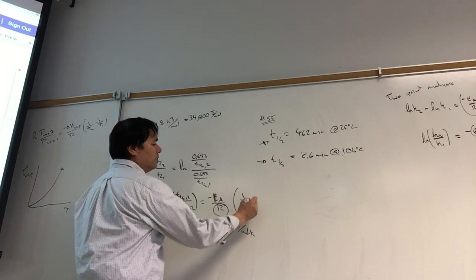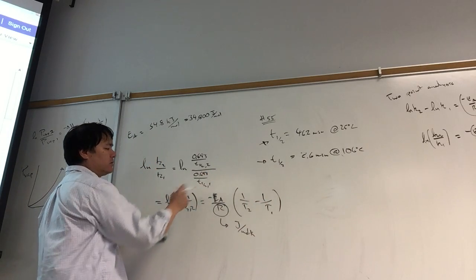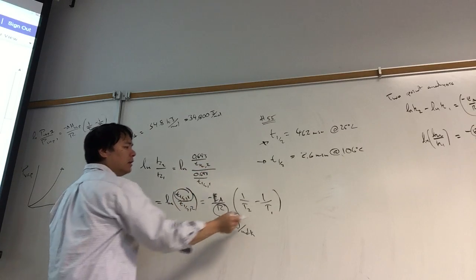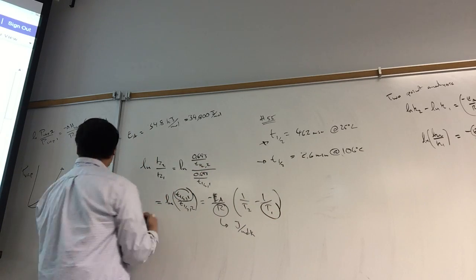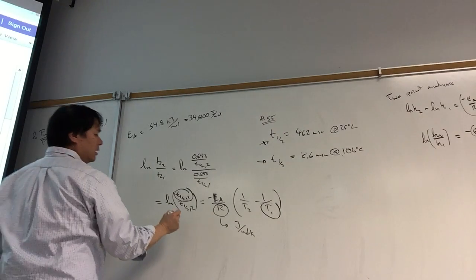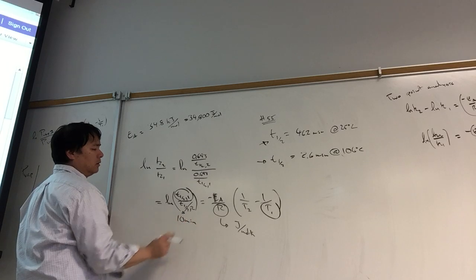Anyway, this is 1 over T2 minus 1 over T1. So all we have to do is pick one of those as our T1, and put the temperature in here. And then what we want to do is we want the half-life to be 10 minutes. Professor, and so it's T1 minus T2, if that makes a difference.